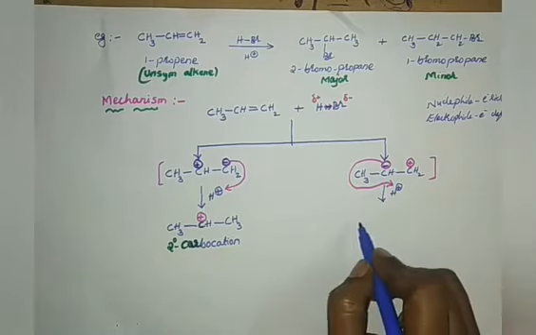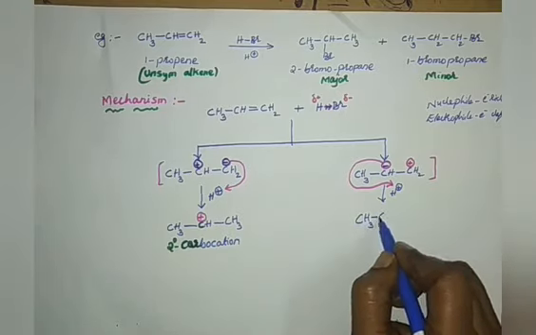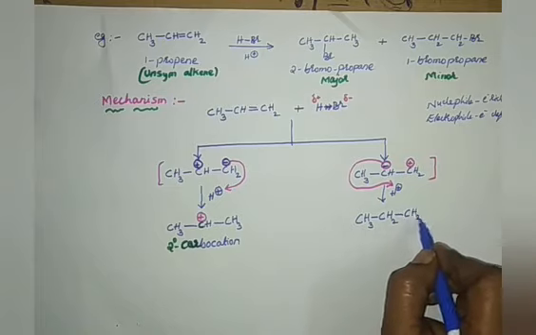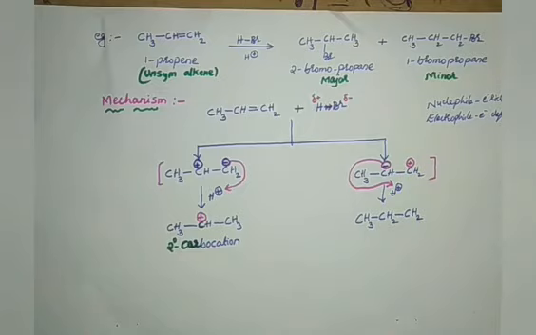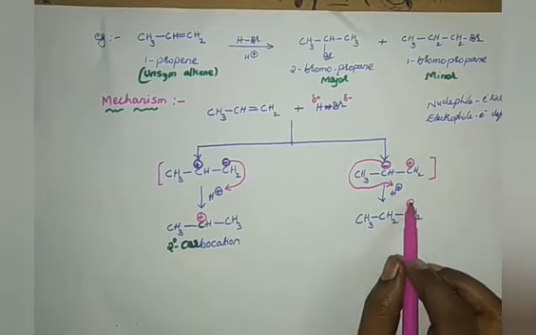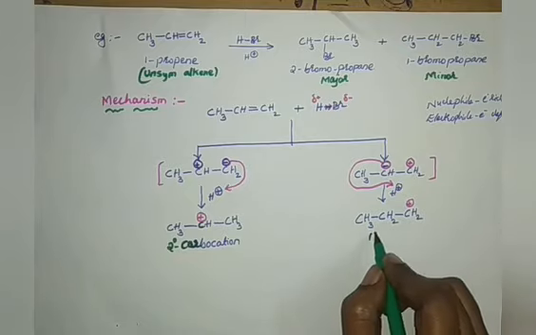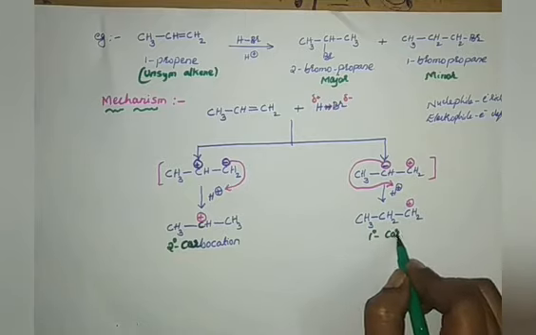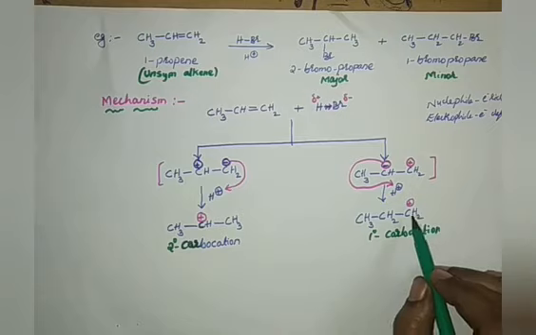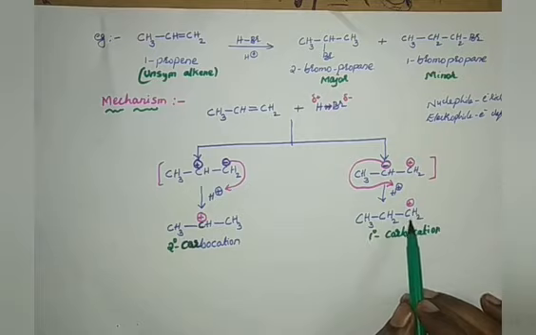Thereby, what is the formation here? CH3. May I write CH2 directly? Yes. CH2 and this CH2 as it is. I am not disturbing this carbon having the positive charge. And now, I can also call this one a carbocation. Cation means positive charge. But which cation is it? This is a primary carbocation. Why is it a primary carbocation? Because this cationic carbon is attached to only one carbon. Therefore, this is called a primary carbocation.